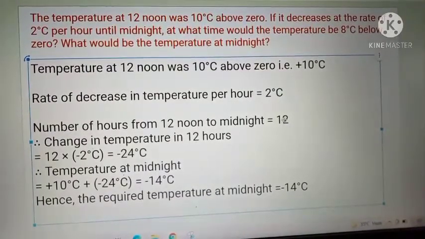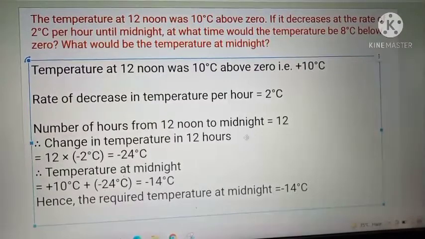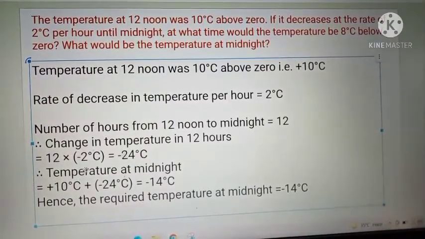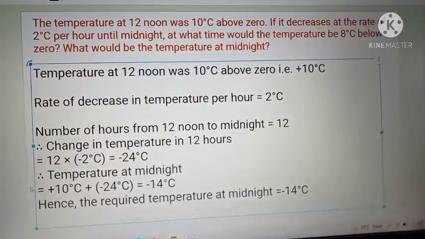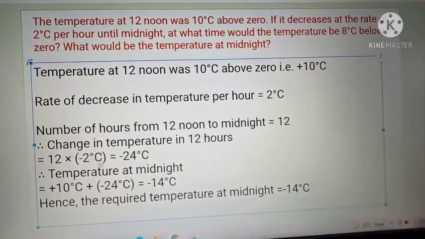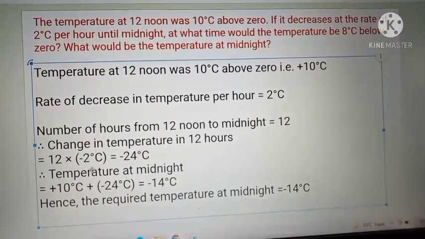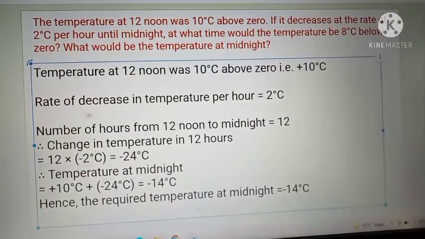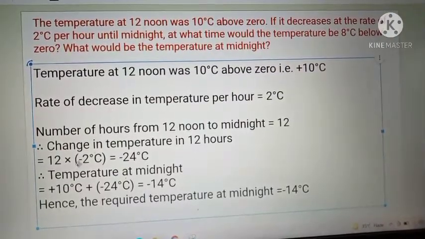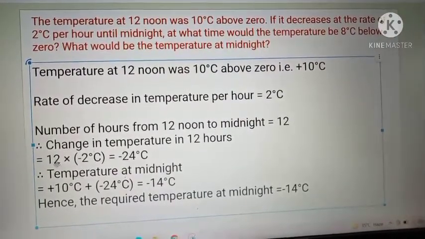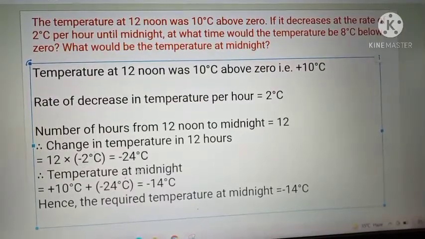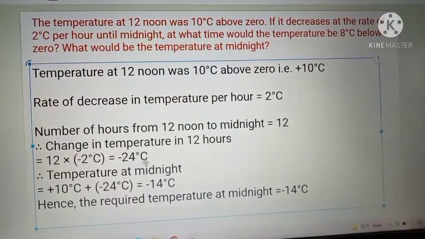There are 12 hours from 12 noon to midnight. Change in temperature in 12 hours is 12 into minus 2 degrees Celsius. We have already discussed it is a decrease, the rate of decrease. That's why minus 2 degrees Celsius. 12 into minus 2 is minus 24 degrees Celsius.